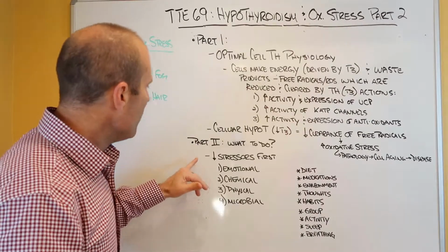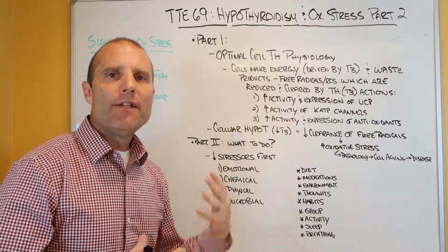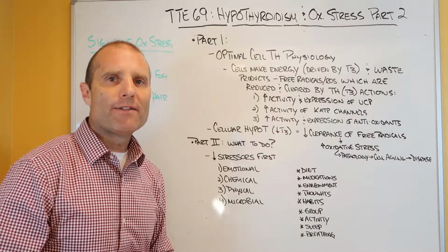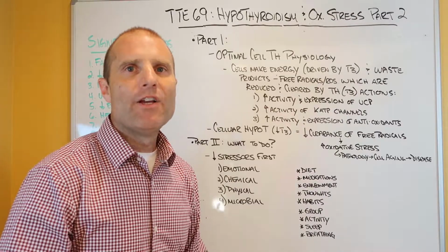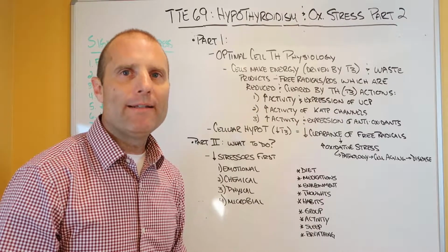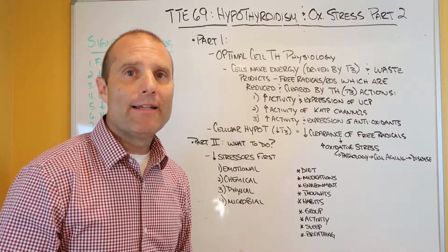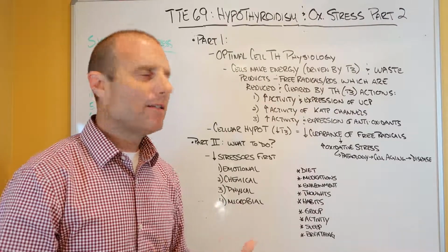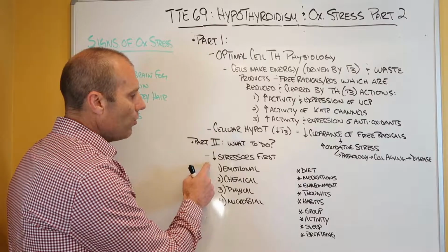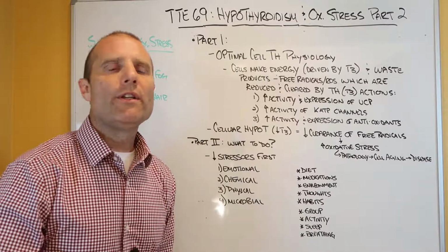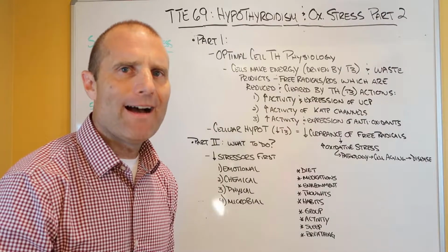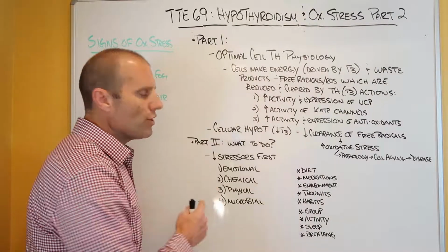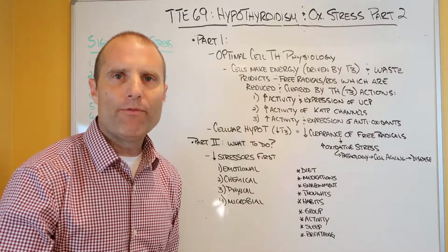So what do you do if you have those symptoms of oxidative stress: brain fog, fatigue, headaches, muscle and joint aches and pains, decreased eyesight, increased blood pressure, increased cholesterol, all these signs of oxidative stress? Before you start loading the body with more and more antioxidants, you want to reduce the stressors that are creating the problem first.